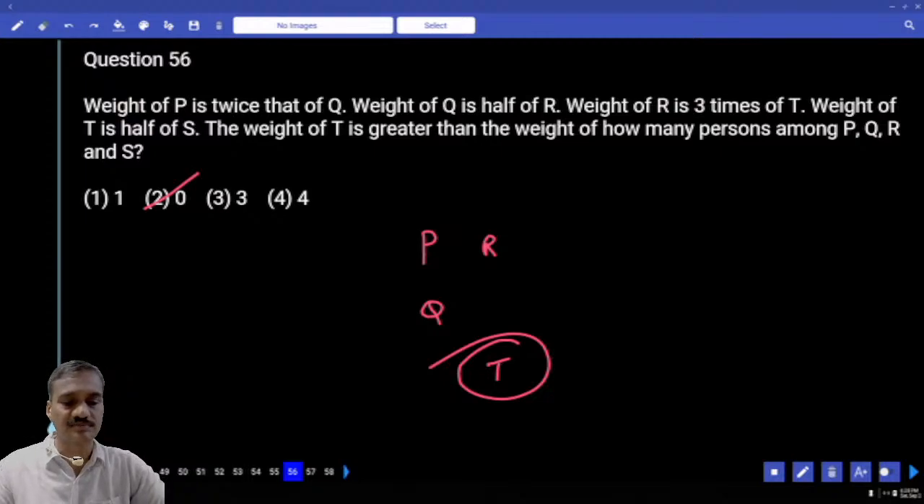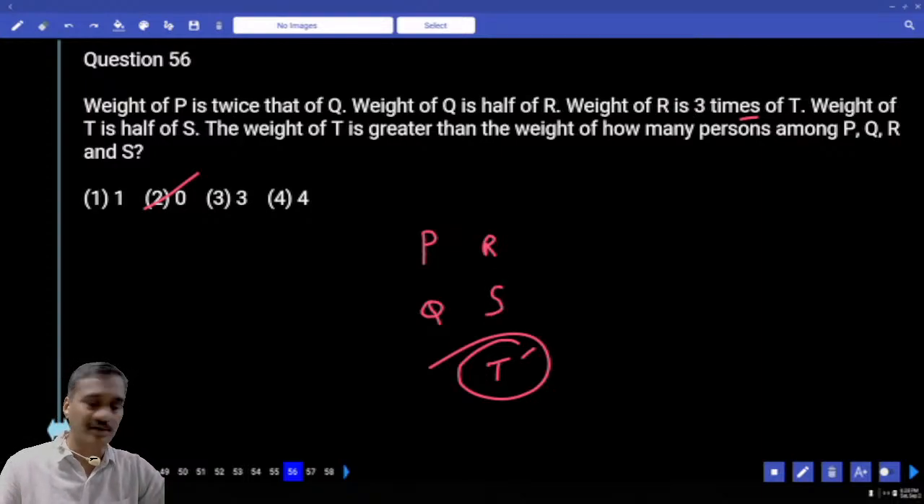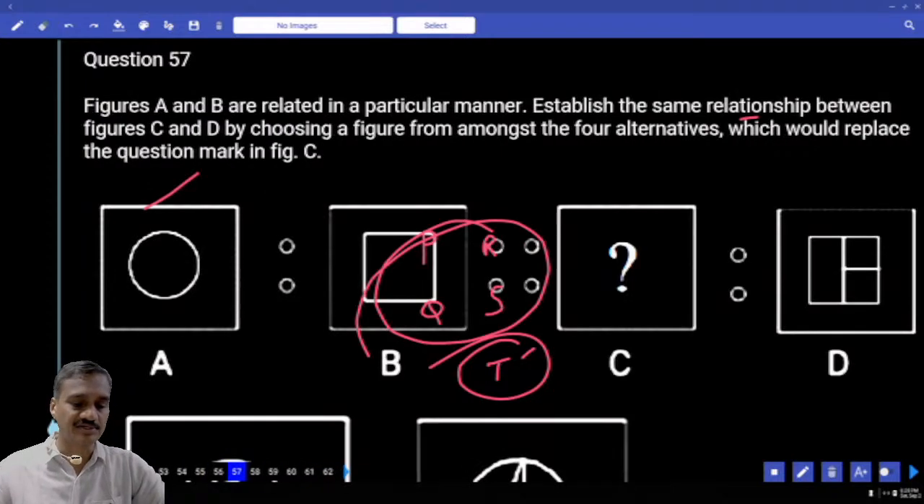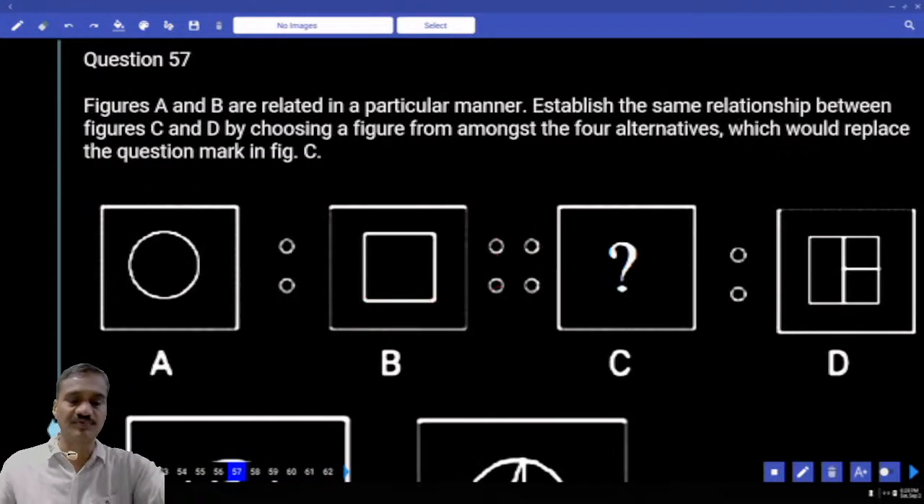Question number 56. P is heavier than Q, and R is heavier than Q, and R is 3 times, and weight of T is half that of S. S is also heavier, and all these are heavier than T, and T is the lightest. The next one, question number 57.